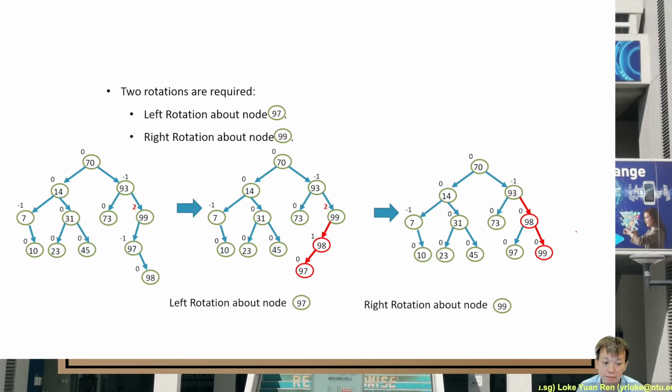Got it? So this is the LR case, which you're trying to insert a new node to the right nodes of the left subtree. And the left subtree is higher than the right subtree. Originally, the left subtree is already higher than the right subtree. You further add one more node, you need to do the left rotation and then right rotation.